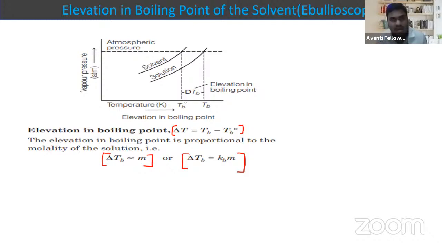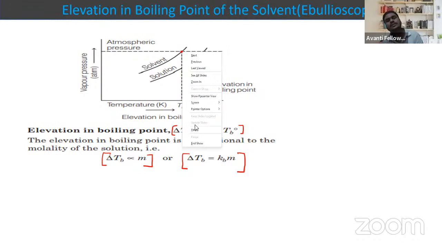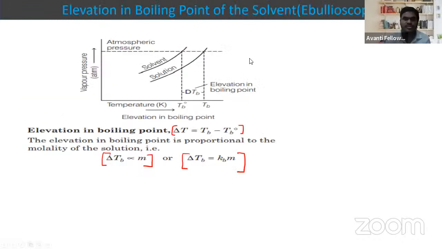Let me first explain the graph. How will you get the graph here? And through the graph, how will you understand the boiling point elevation? So let's understand this thing. This is the vapor pressure along the y-axis, and on the x-axis we are taking temperature. This curve is for the solution, and this curve is for the solvent. This is the atmospheric pressure. So we know that this point is known as the boiling point, right? At this temperature only the solution starts boiling, and this point is known as the boiling point.